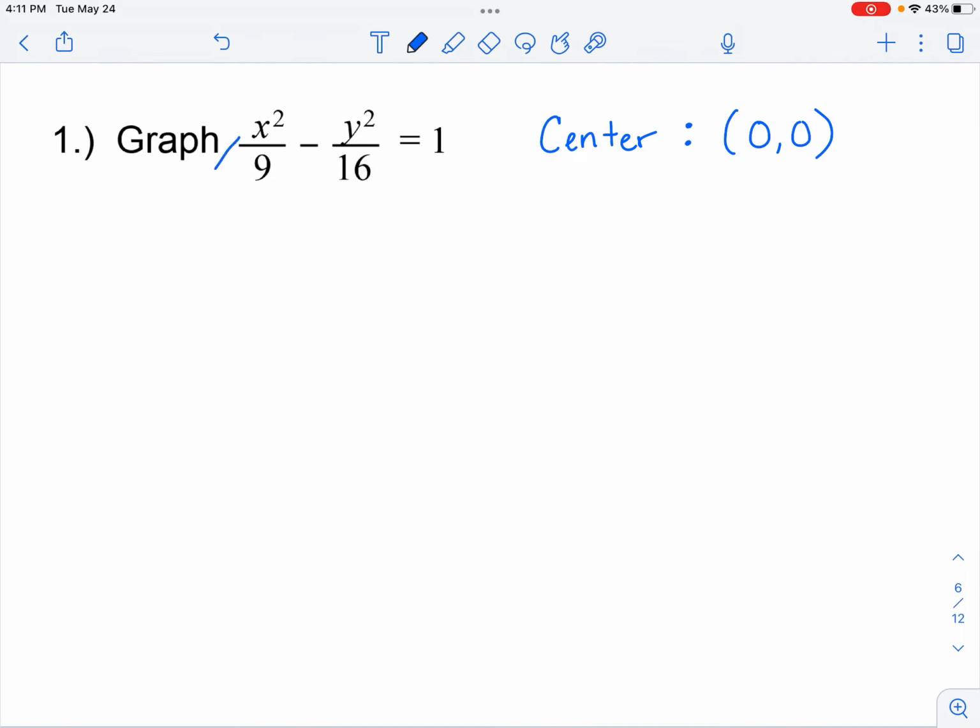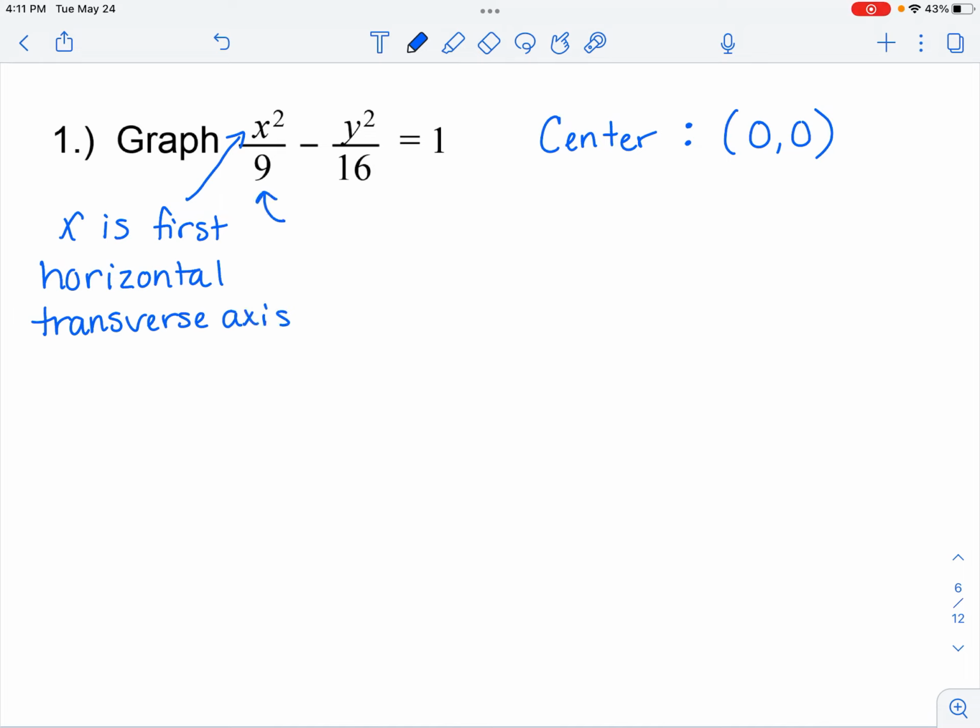All right, now see how the x comes first? Because the x is first, that means we have a horizontal transverse axis. Okay. A is always related to the first number, so since we have a 9 here, a squared is 9, so a is equal to 3, and that's related to our transverse axis, okay? And then over here, we have b squared. B squared is 16, so that makes b equal to 4.